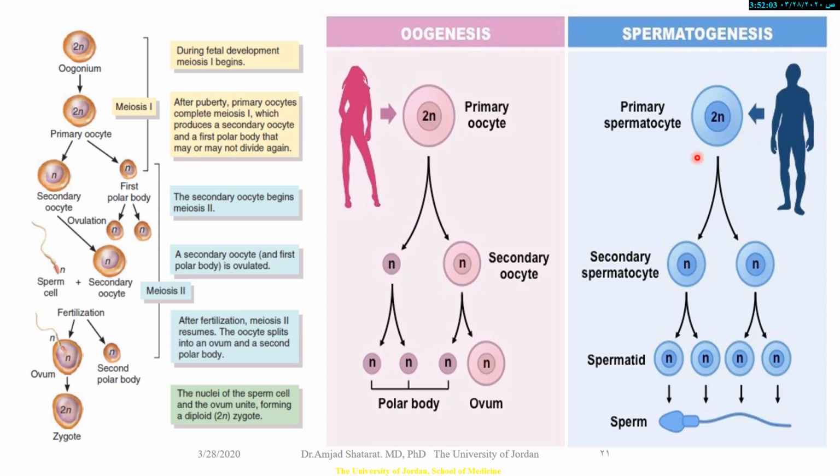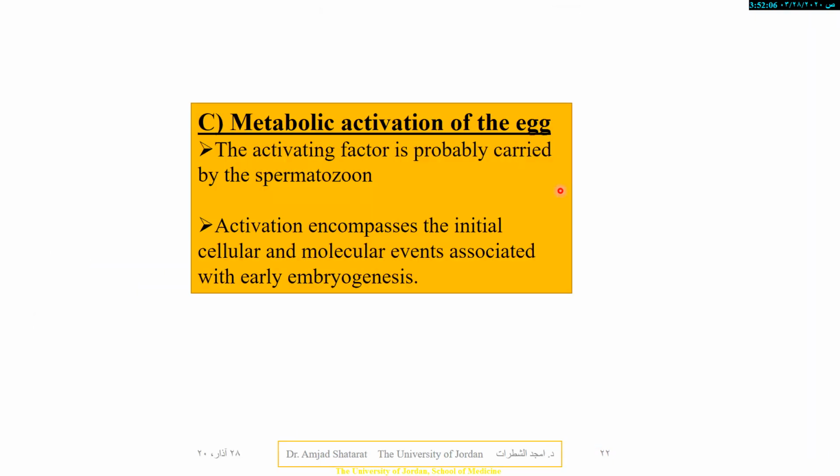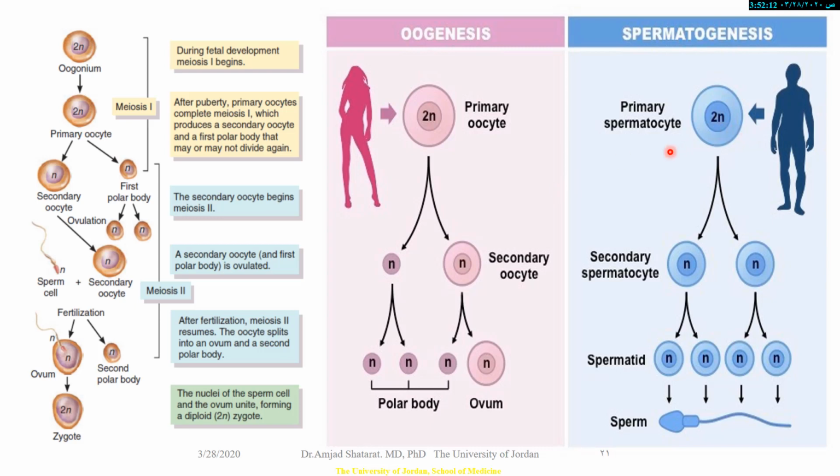I finished my lecture here, but I have to remind you about the comparison between spermatogenesis and oogenesis. Spermatogenesis is straightforward. We have four equal-sized spermatids, then they form sperms. However, when we compare oogenesis to spermatogenesis, we have only one cell that has really been ovulated and carried on to fertilization. How about the others?